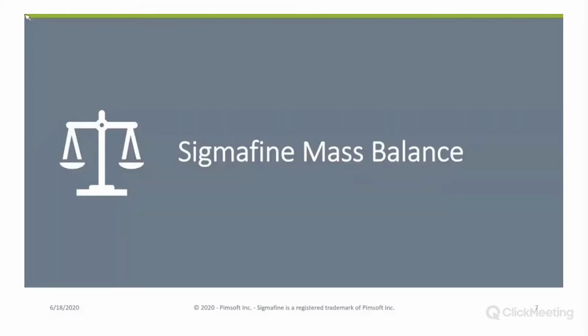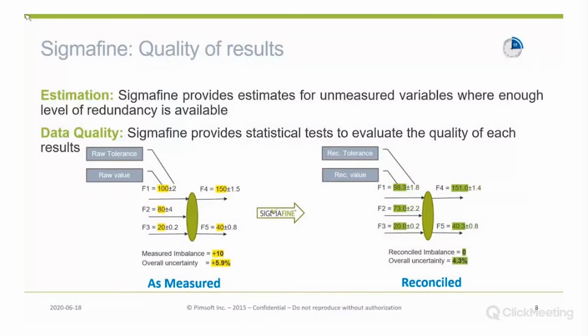Sigmafine mass balance. Okay, what is it? How do we do it? This is a very simple, single balance point. You've got 5 measurements, 5 flows, and you've got 5 uncertainty values. At the start of the situation, you've got a 10 imbalance and an uncertainty of 5.9%. When the reconciliation is run, of course, the imbalance is gone, and almost every reconciliation solution does that.